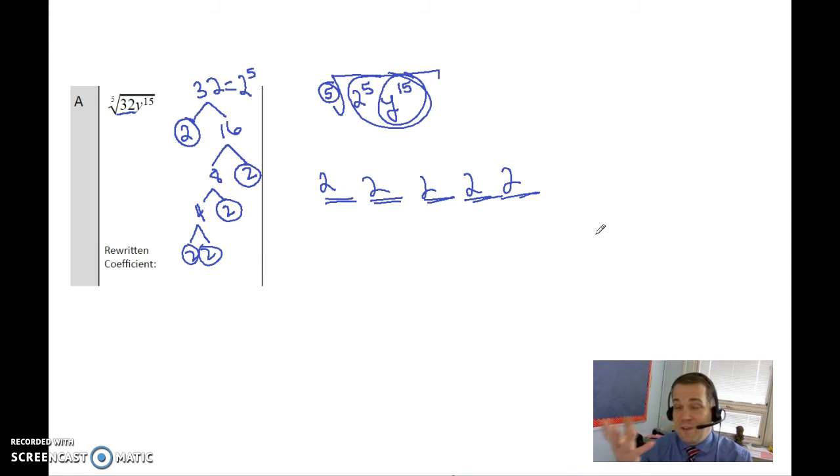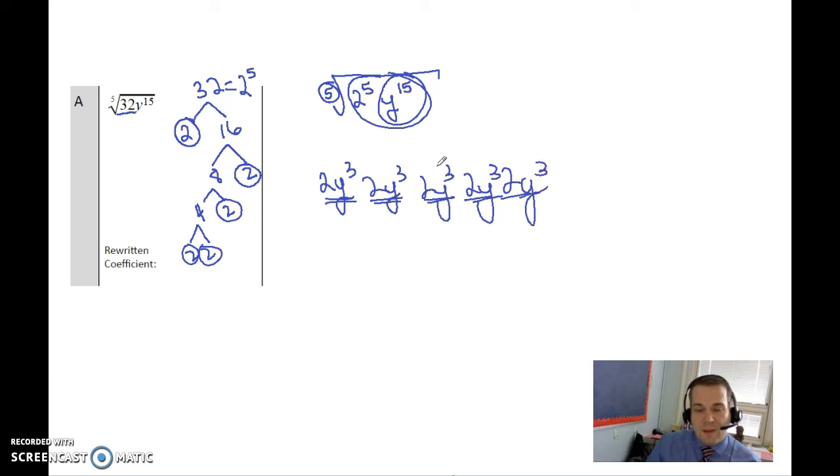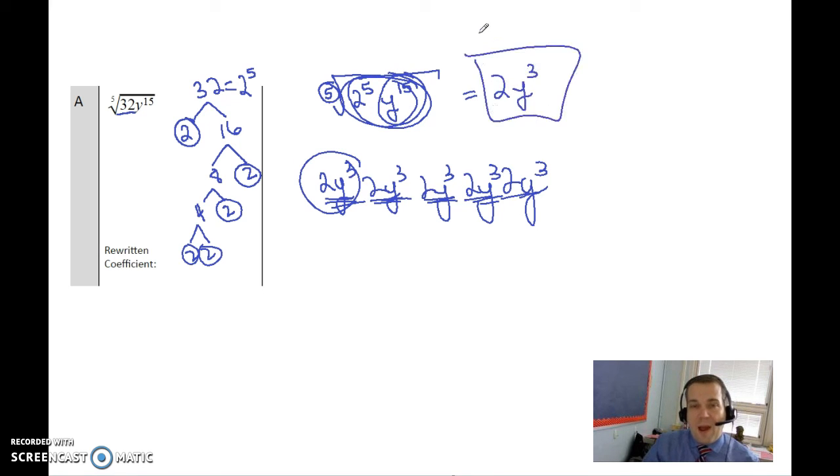But if I ask the question a different way, 15 cupcakes, 5 friends. If you have 15 cupcakes and 5 friends, how many cupcakes would each friend get? They'd each get 3. So this is the same thing. Every slot can get 3 y's. Y cubed, y cubed, y cubed. So when we're all finished here, we can see that if I multiply this by itself 5 times, this is what I'm going to get. So the final answer here is 2y to the 3rd power.